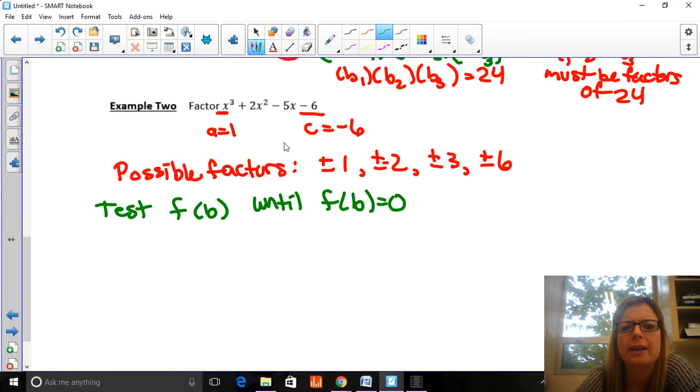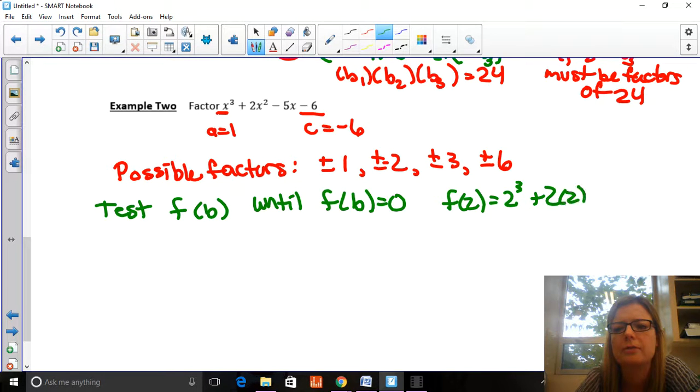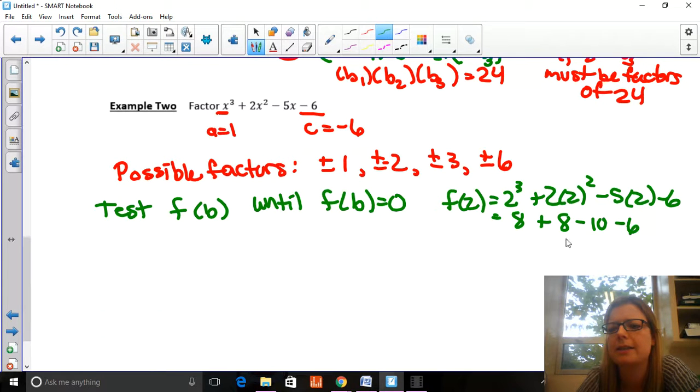For instance, I'll give you a hint, 2 is one of the factors. If I put f at 2 in here, I would get 2 cubed plus 2 times 2 squared minus 5 times 2 minus 6. That's 8 plus 8 minus 10 minus 6, which gives me 0. So that means x minus 2 is a factor, since I got a result of 0.